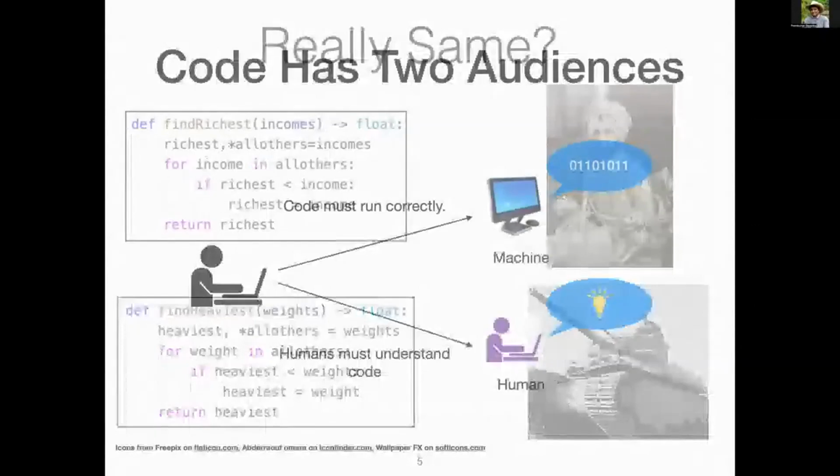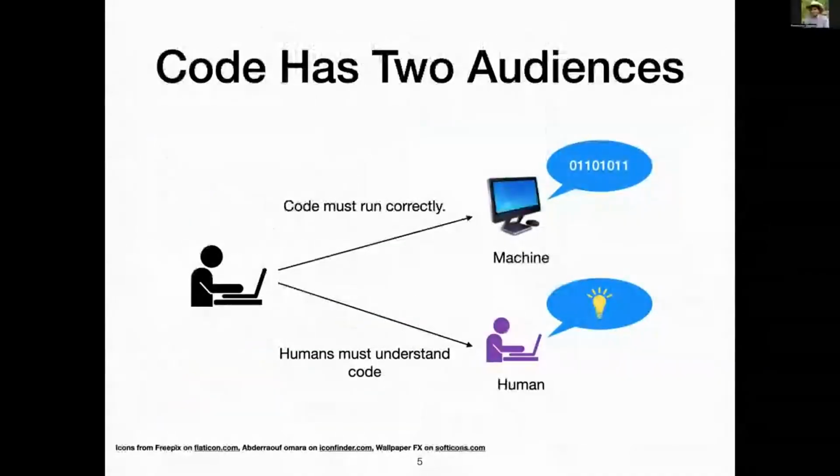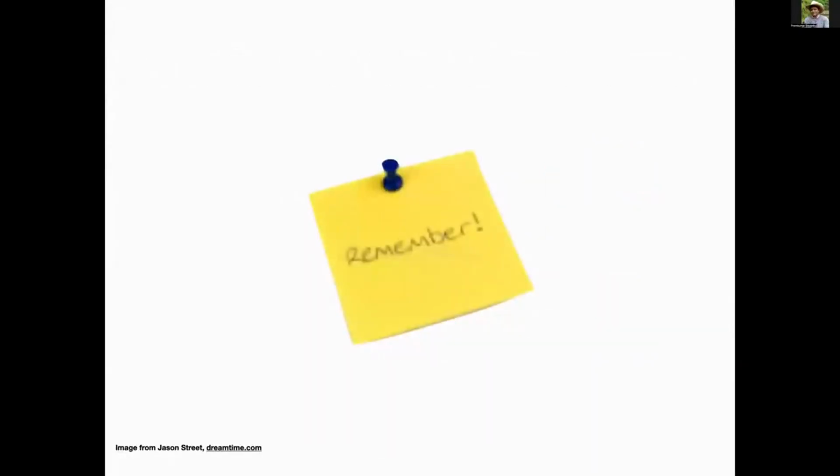The point here is that code has two audiences. One audience is the machines on which the code must run correctly, and the other audience is the humans who must understand it to maintain it and extend it. Because of these two audiences, human programmers strive to write code that is not only correct, but also works for humans. So let's put a pin on this two-channel idea, and we can come back to it later.